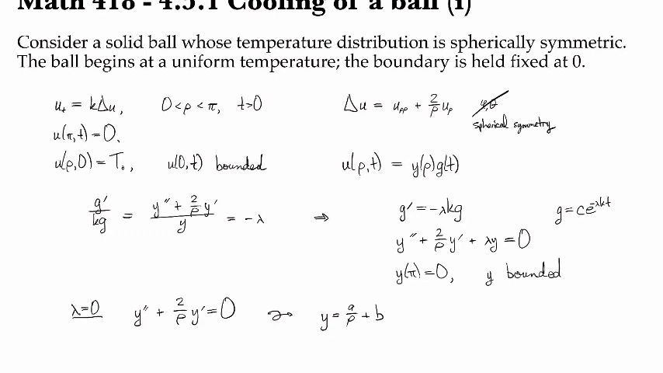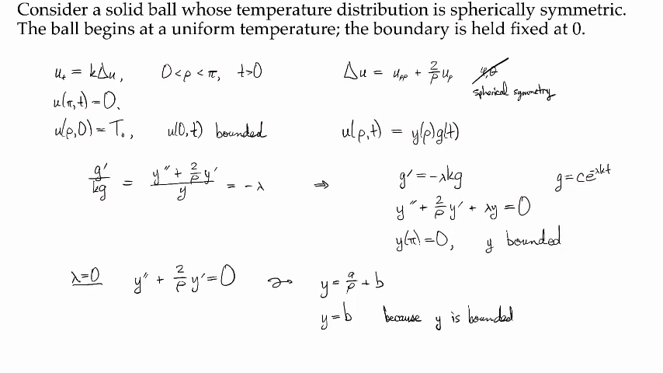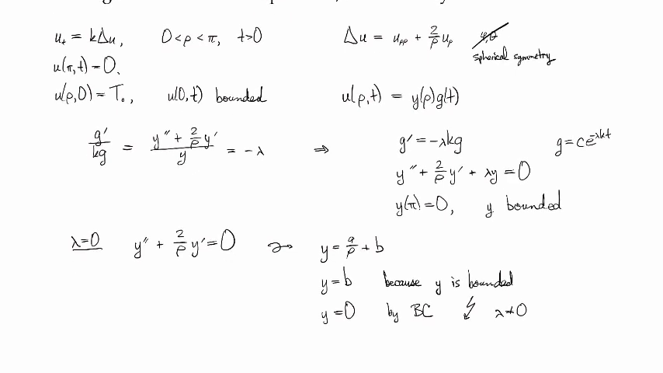Now, because y is supposed to be bounded at the origin, we know that this is going to just be a constant. But then if we look at the boundary condition, then we get that y equals 0. And so that gives us no eigenvalue at 0.